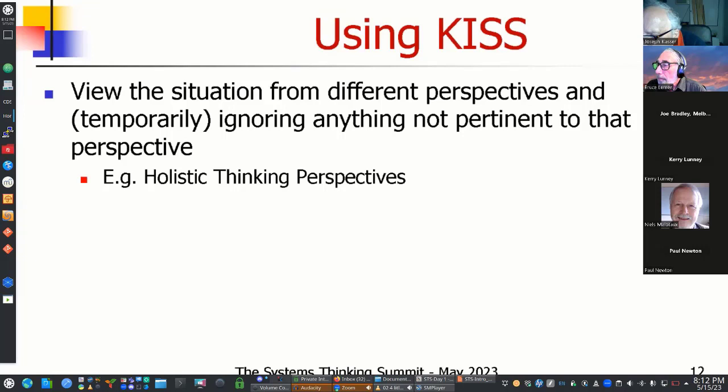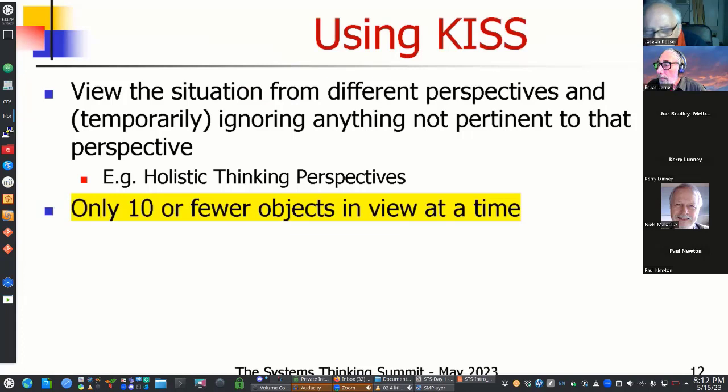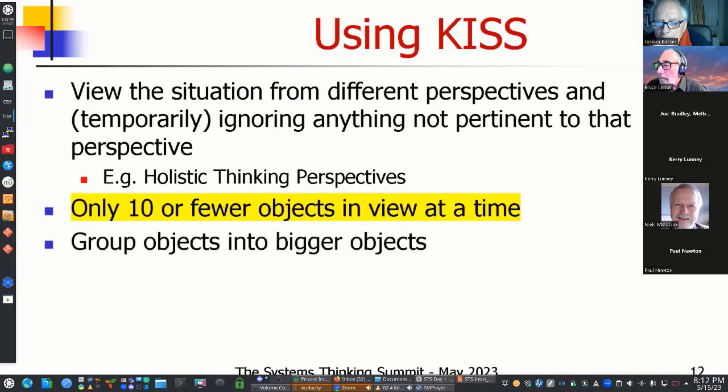For example, the holistic thinking perspectives. There may be other sets of perspectives. In fact, the continuum perspective that I'm going to show you says there probably are. Use only 10 or fewer objects in view at any one time. Group the objects into bigger objects, and that's the principle of hierarchies.